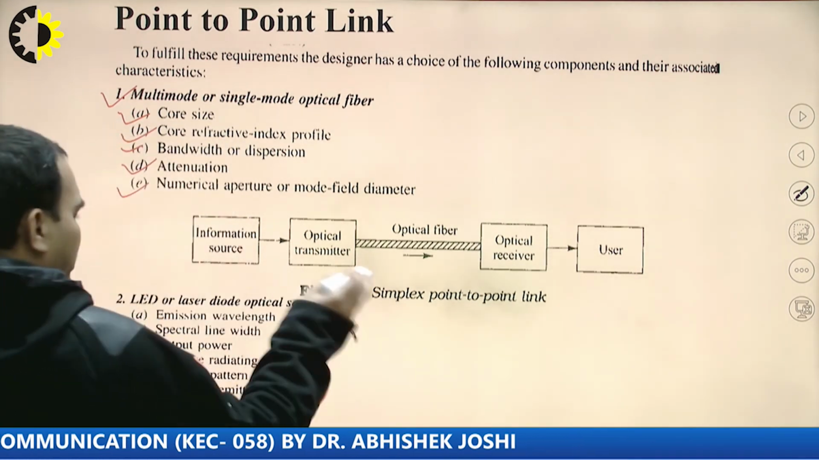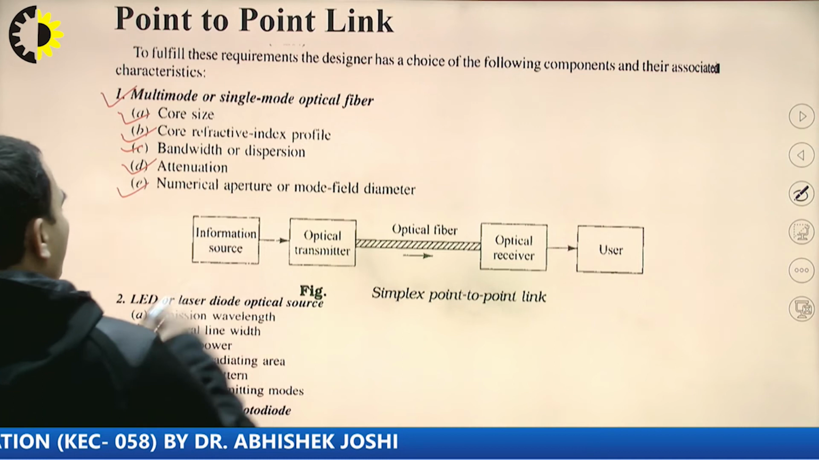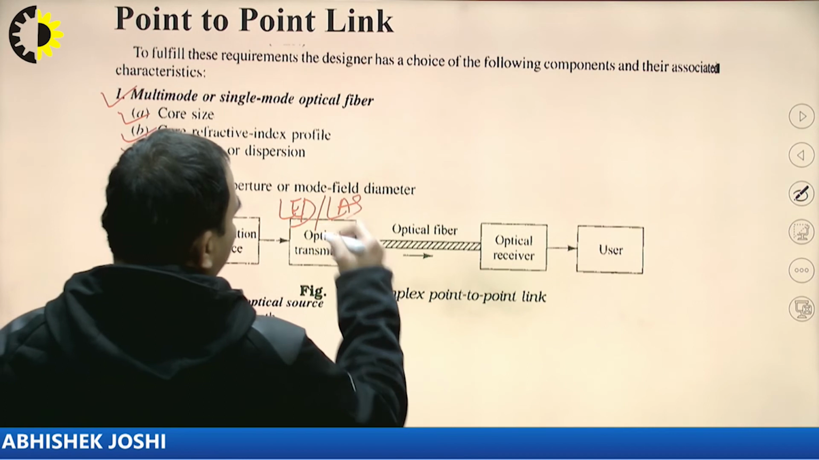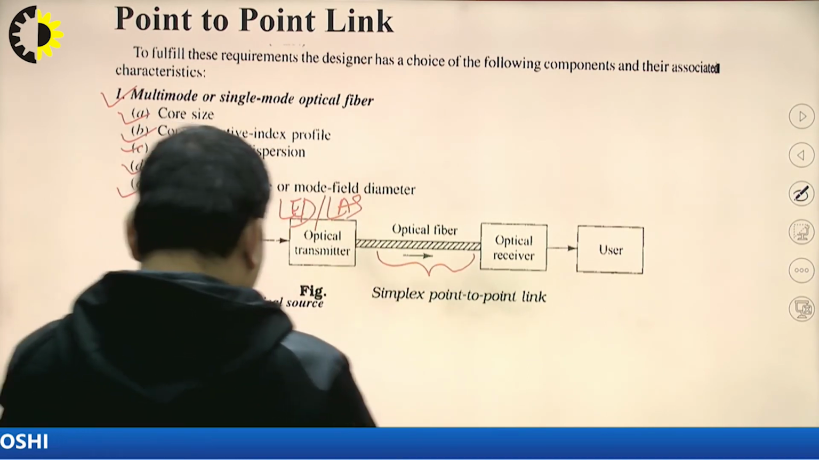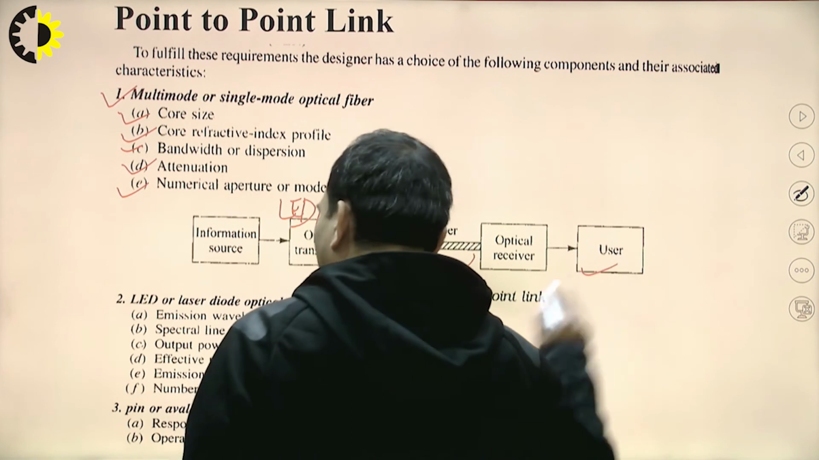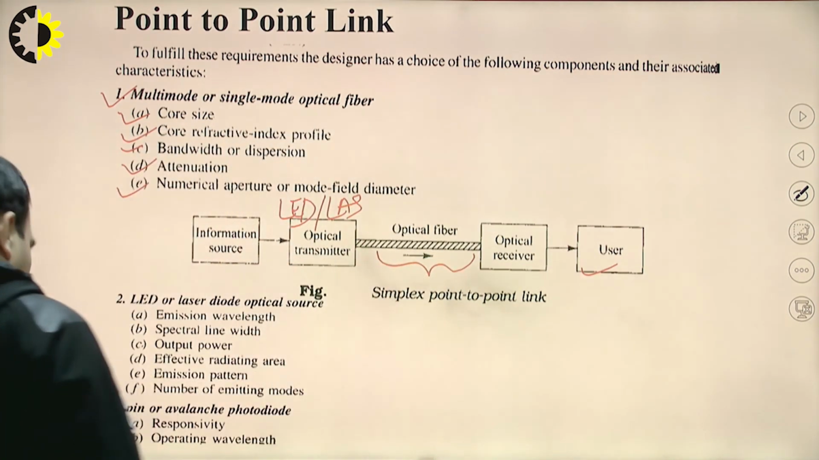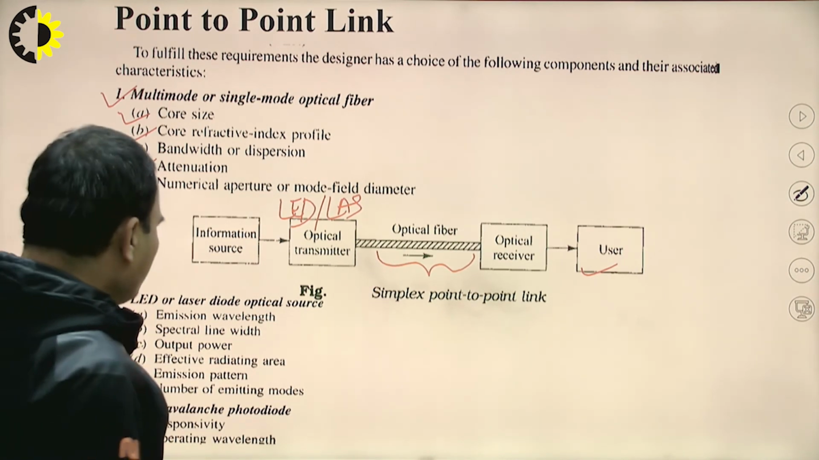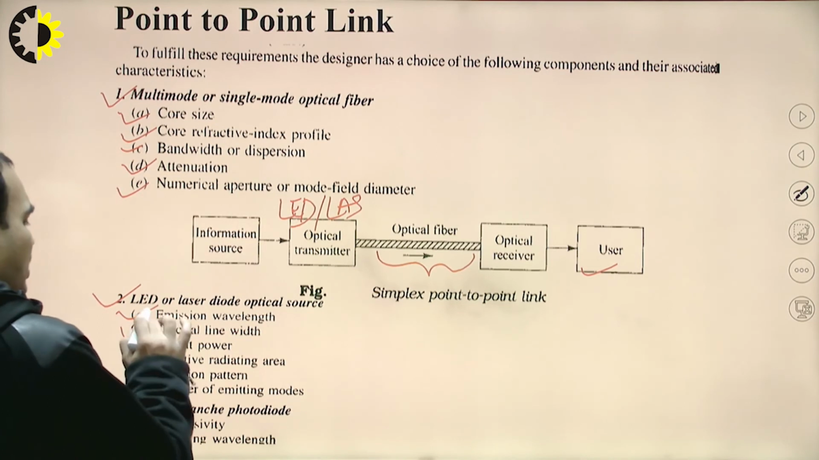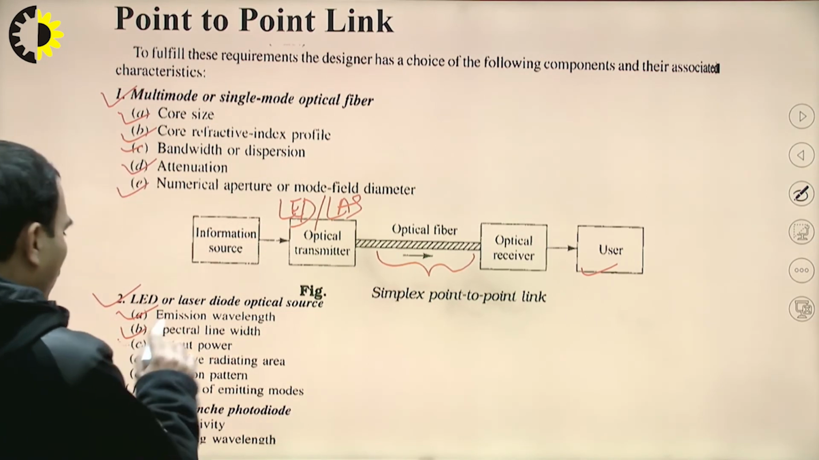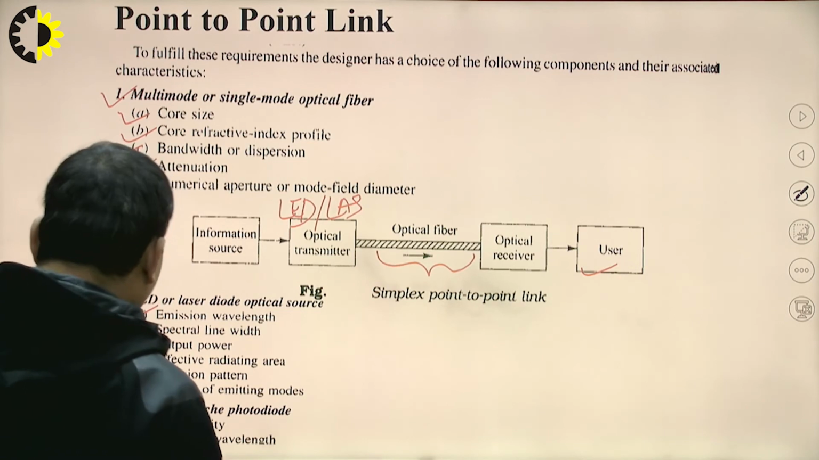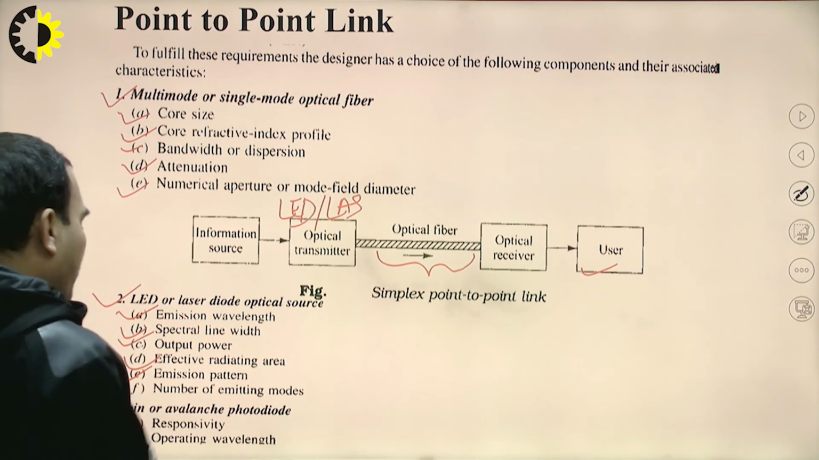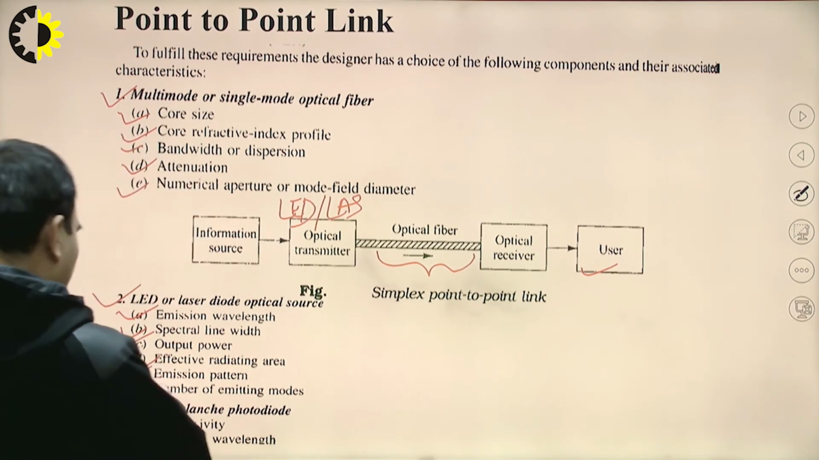So the basic block diagram has the information source. We have the optical transmitter, it may be LED or laser. Next is the optical fiber. Then we have the optical receiver. And last one is the user. Next is the source, that is, which type of source we want to use for establishing a link. So LED or laser may be used. We have the emission wavelength, the spectral line width, the optical power of the laser diode or the LED diode. What should be the effective radiating area? Next is the emission pattern and the number of emitting modes.